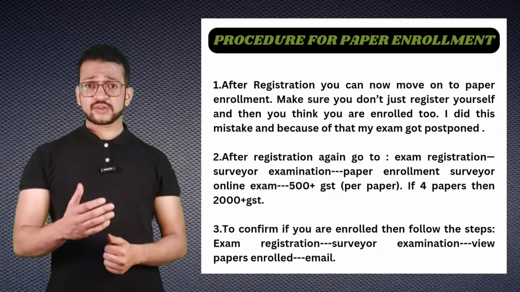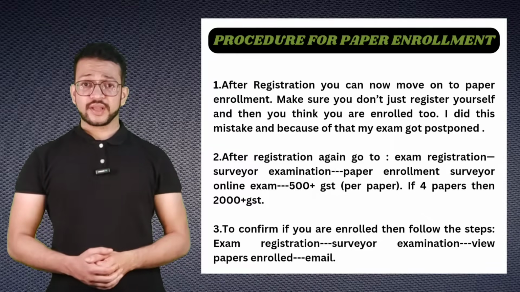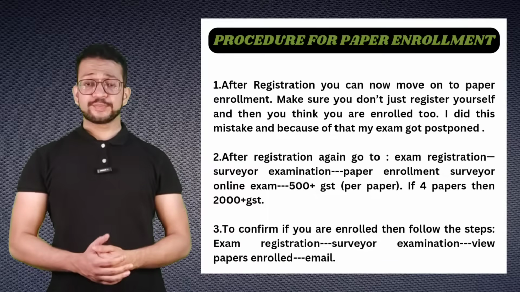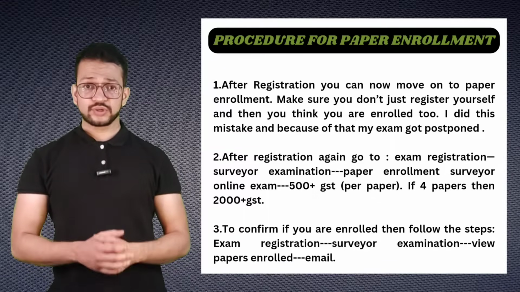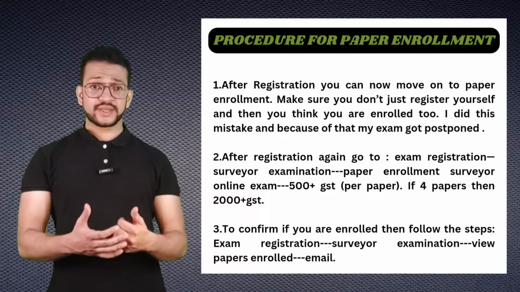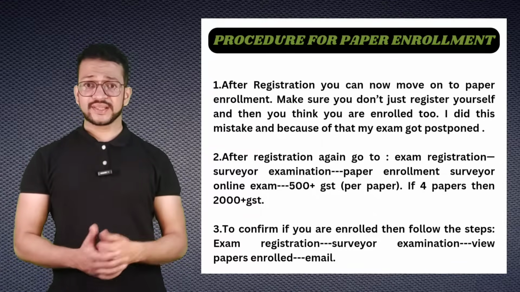So select all the papers one by one, and accordingly you need to pay the fee, and for each paper you need to pay 500 plus GST. So supposing you are opting for 4 papers altogether, then you need to pay 2000 plus GST, and that is what I had actually paid in my case.